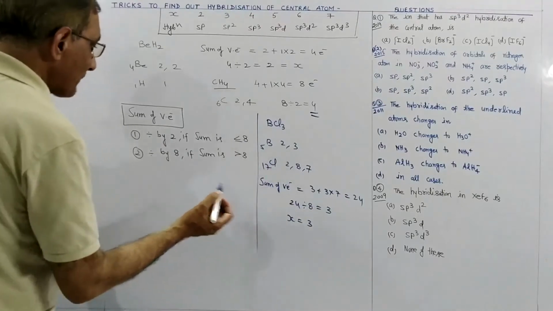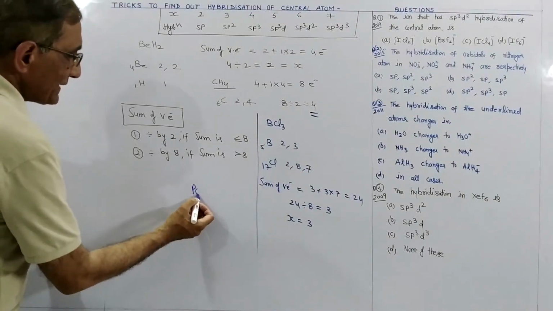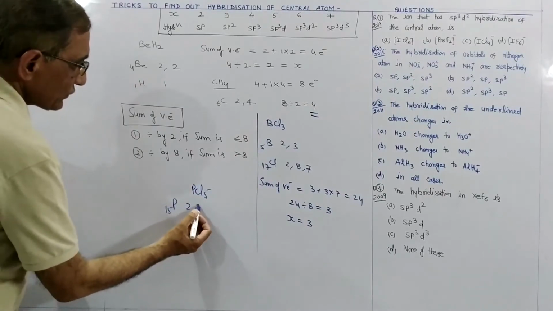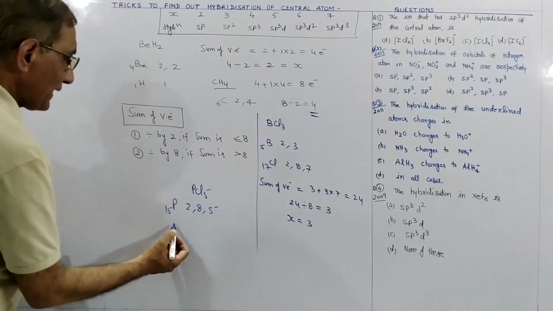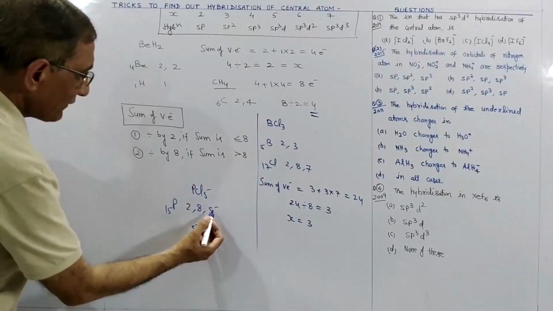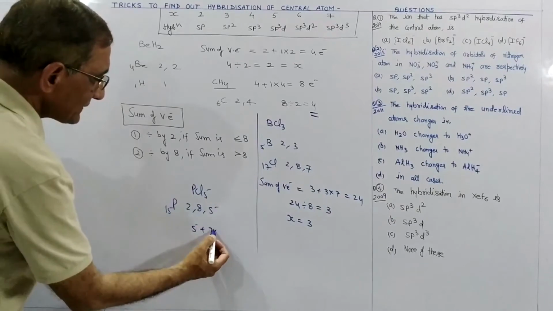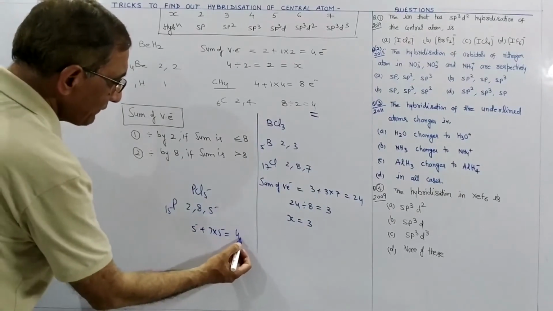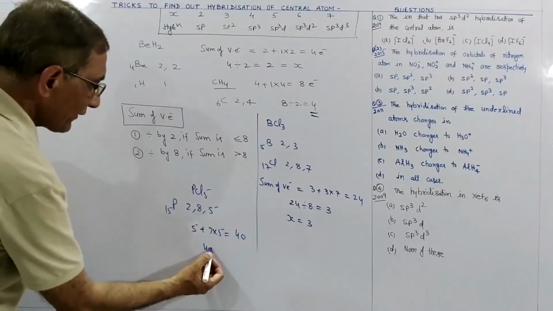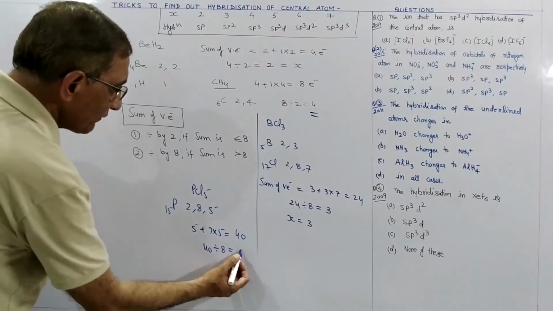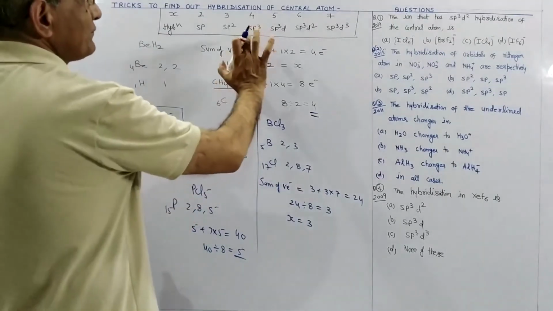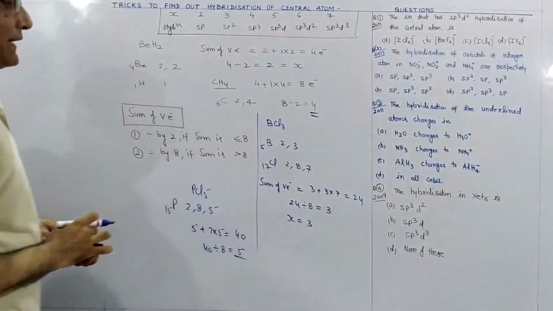I will take some more examples. If it is PCl5, then phosphorus, students, has 5 valence electrons, and Cl again has 7 valence electrons. So total valence electrons will be 5 for phosphorus plus 7 into 5, it will be 40. The sum is more than 8. You have to divide it by 8. You will get 5. It means in PCl5 we have sp3d hybridization.